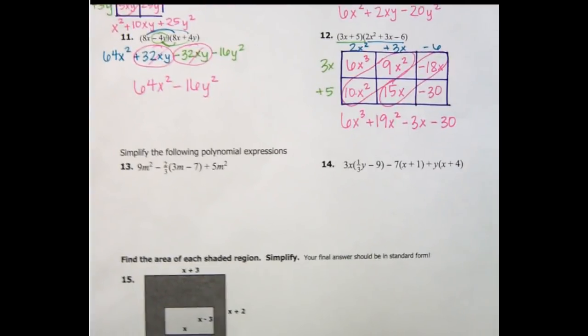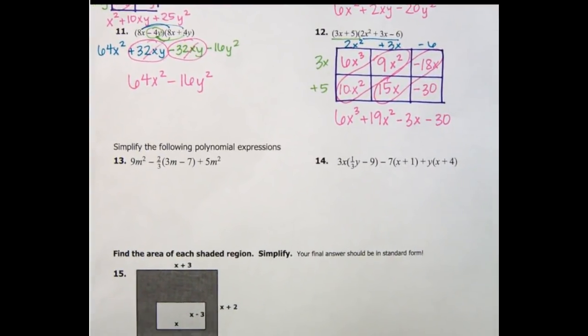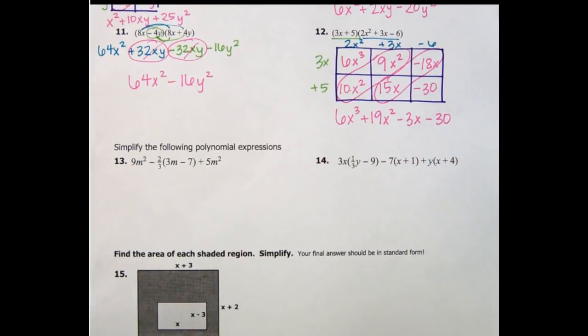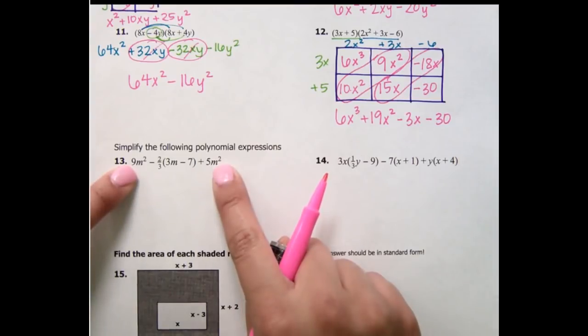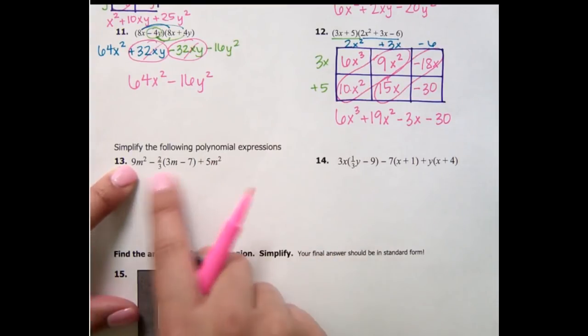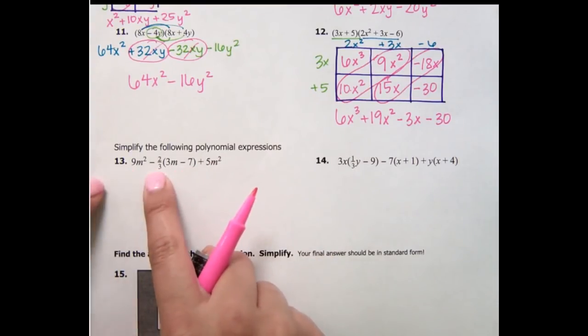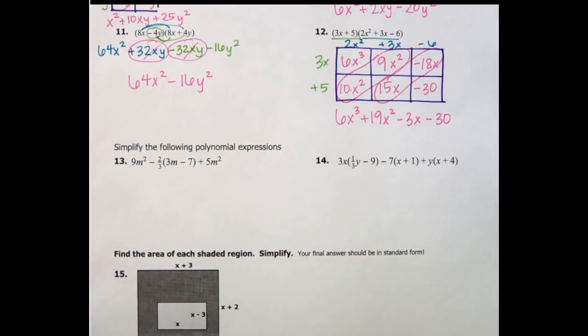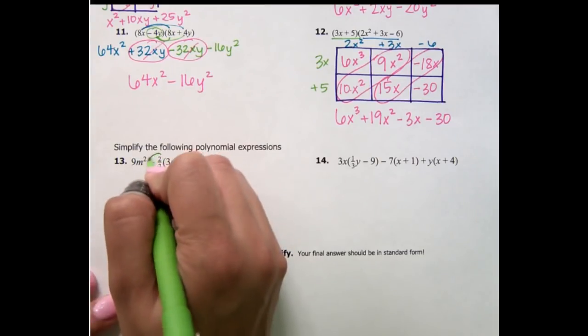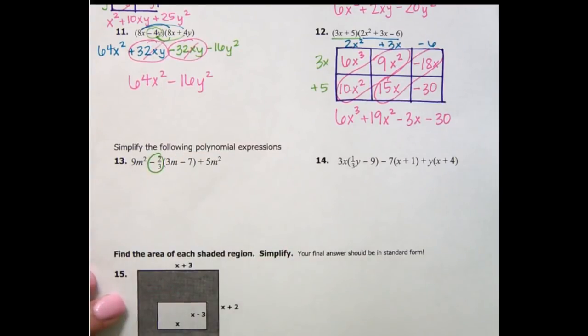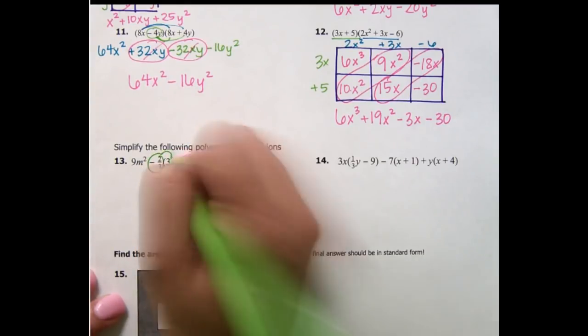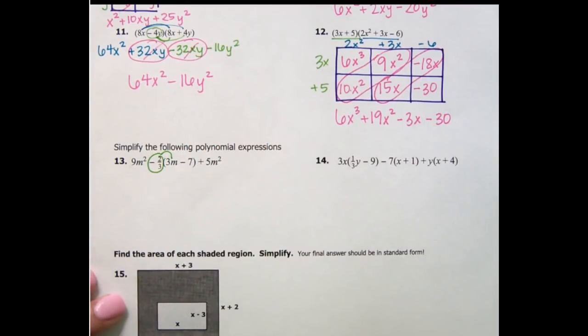13. Simplify the following polynomial expressions. Well, I have a lot going on here. I have 2 things that have an m squared, but then I have this parentheses and something in front of it. We always have to follow order of operations. So before I start doing anything else, I can't combine yet. I have to distribute this negative 2/3 to only what is inside the parentheses.